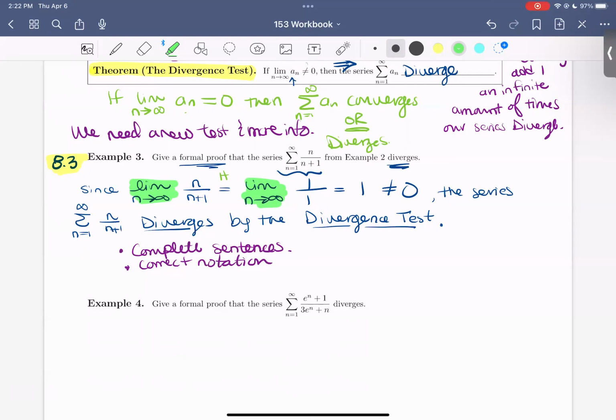We also need to clearly write what theorems or facts we are using, and where we use them. So that happens here when we say that we're using L'Hopital's rule. And that happens here when we're saying that we made this conclusion using the divergence test. All right, so these things are essential and necessary when you create a formal proof. We're going to see some more examples of this.